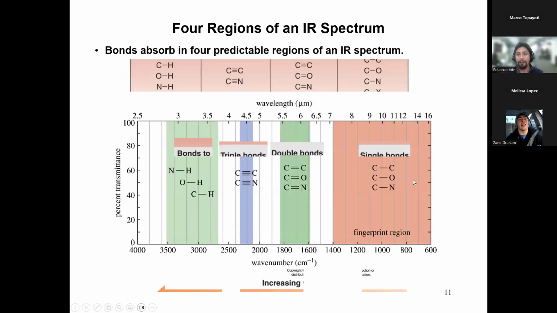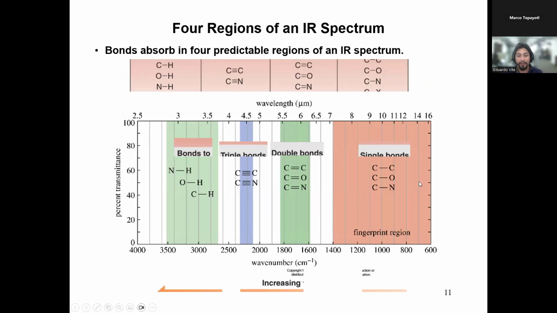Okay, so here we go. Now we can actually start learning how to interpret this. You can see here, depending on what sorts of bonds you have, you absorb in different regions. So single bonds have this region below 1400. We call that the fingerprint region. It's not really that useful. It's kind of good if you have nothing else to go off of, but the fingerprint region is kind of just there.